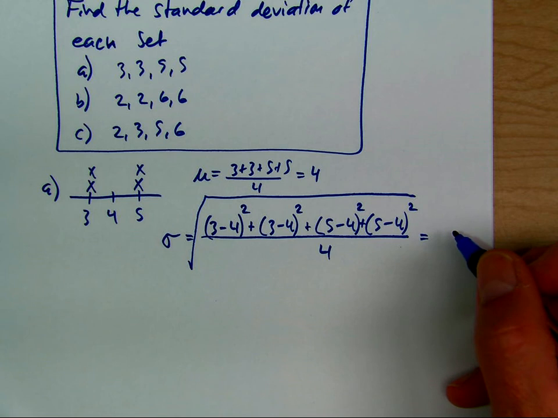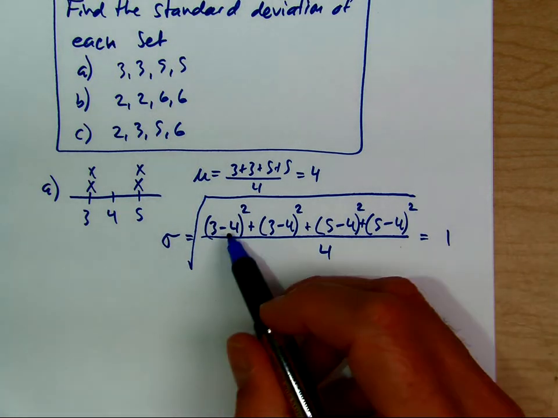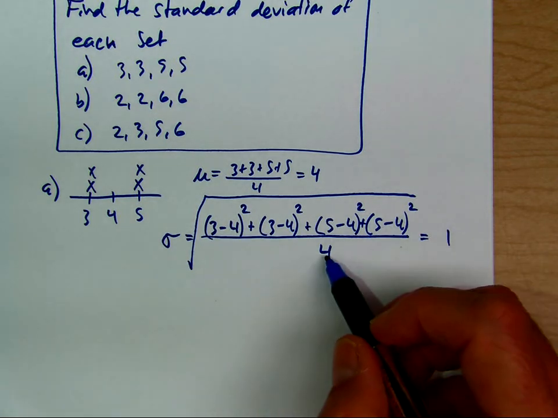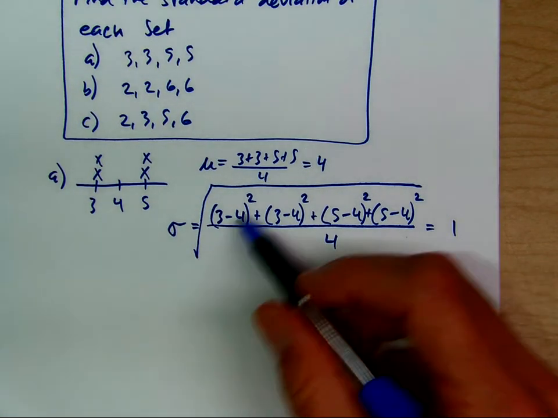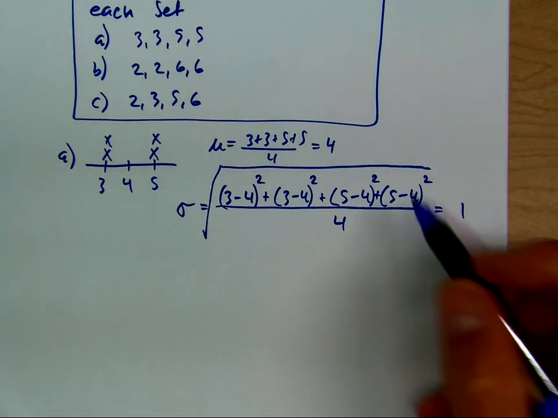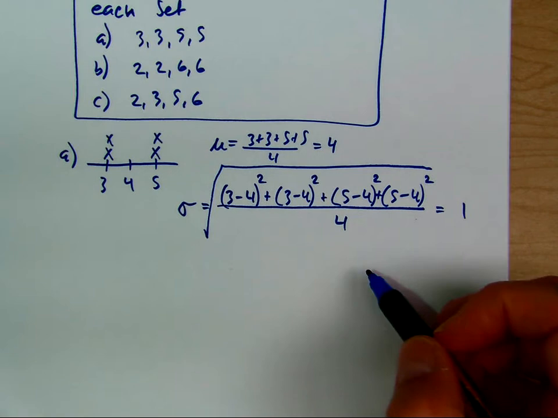And if we do all that work, we get 4 divided by 4 is 1, square root of 1 is 1. So the standard deviation is 1, and that's the meaning or the reason for all the different parts of the formula.